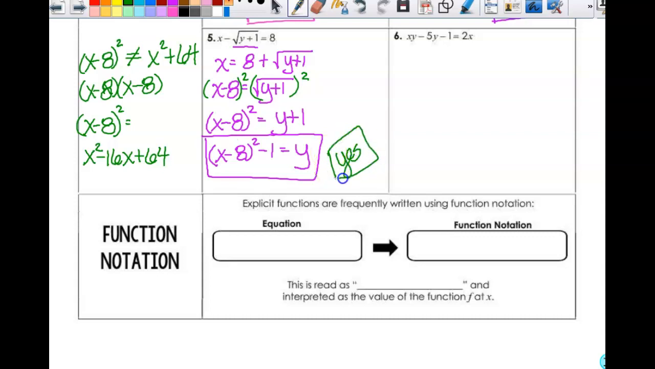If you're not sure, then we can substitute in a number, right? I can do 10. 10 minus 8 is 2. 2 squared is 4. Minus 1 is 3. I only get one answer out, so I'm good. Okay, that's how I know if it's a function. Okay, we okay with that?